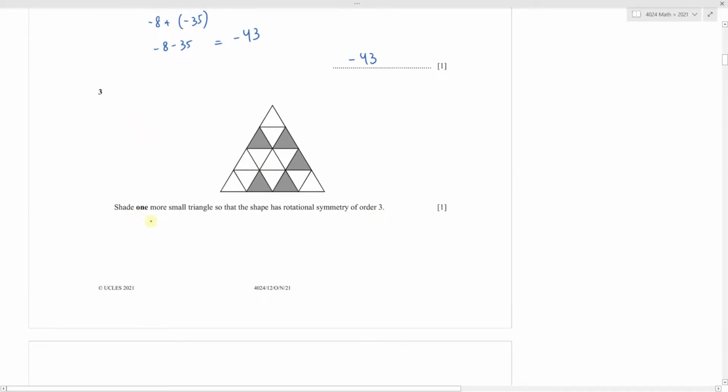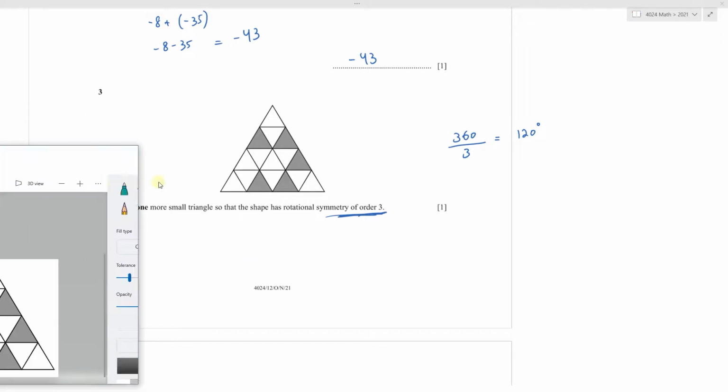Question number 3 is shade one more small triangle so that the shape has rotational symmetry of order 3. So if you have rotational symmetry of order 3 and you divide 360 degrees by your rotational symmetry order, which is 3, you get 120 degrees. That means every 120 degrees, if I rotate this shape, it should look the same in order to have rotational symmetry order 3.